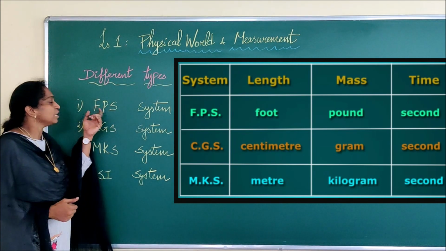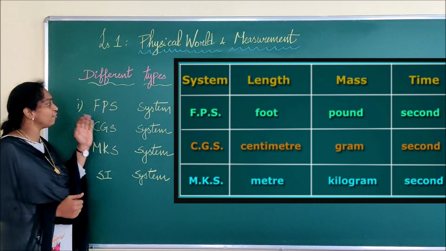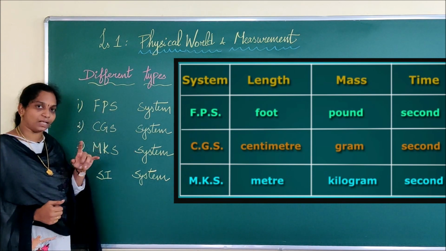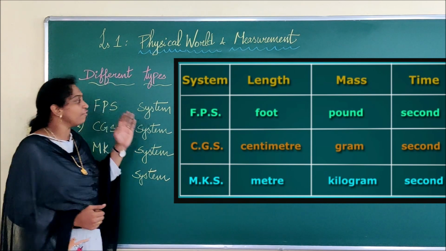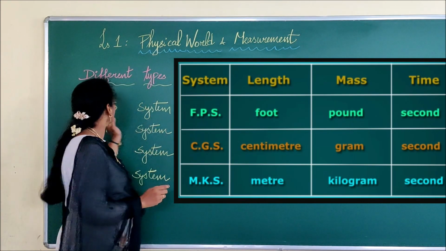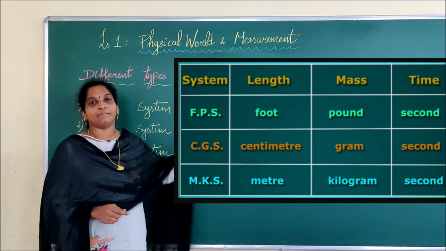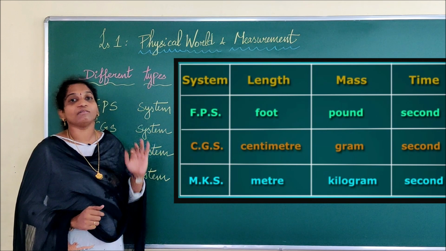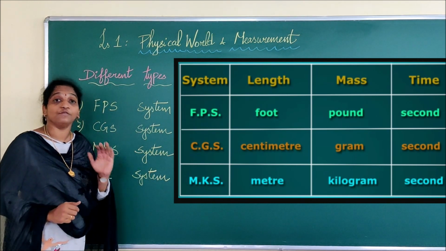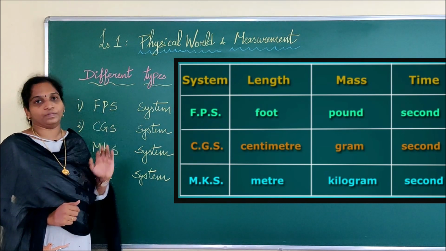So in olden days, they initially followed the FPS system of units. What is the FPS system of units? F stands for length, P stands for mass, S stands for time. So F, they measure the length in terms of foot, right? Then they measure the mass in terms of pound, and they measure the time in terms of second. That system of measurement is called the FPS system, which was followed by our ancient people or old persons, right?